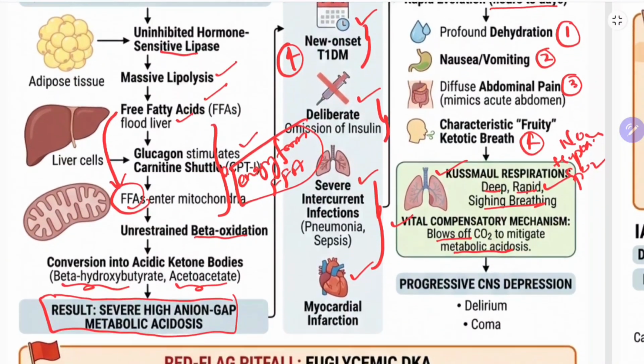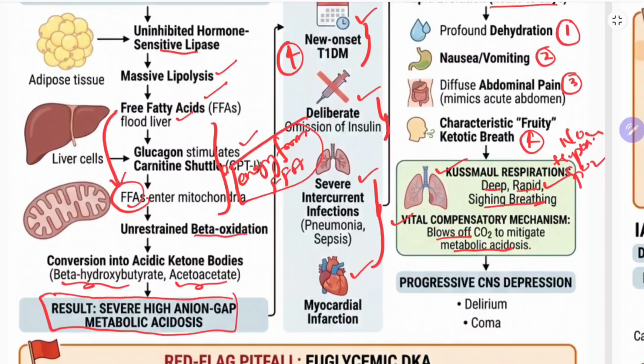Okay, now these are the four important clinical features which a patient of DKA presents: dehydration, nausea, vomiting, diffuse abdominal pain, and hyperventilation. So if the patient is not treated, then the patient will develop CNS symptoms. From delirium to coma, the patient may go.